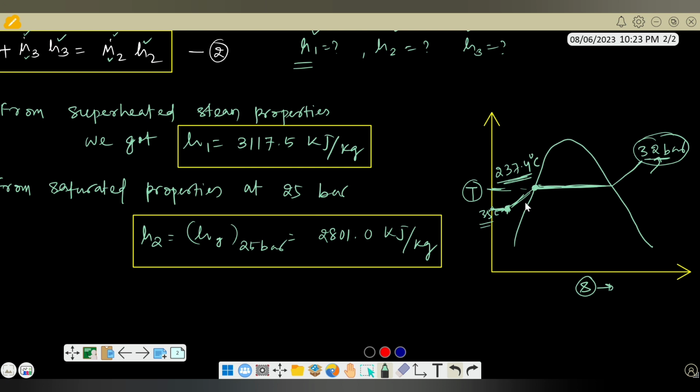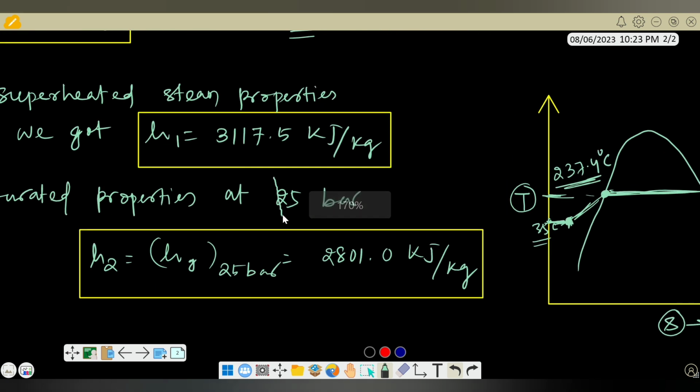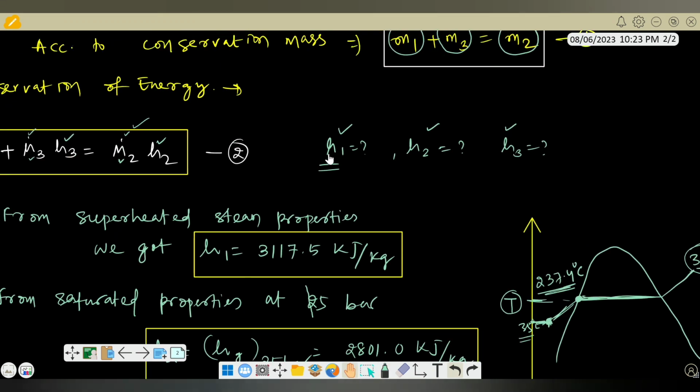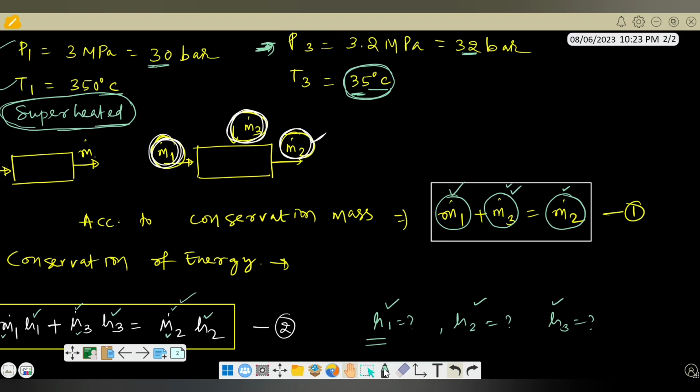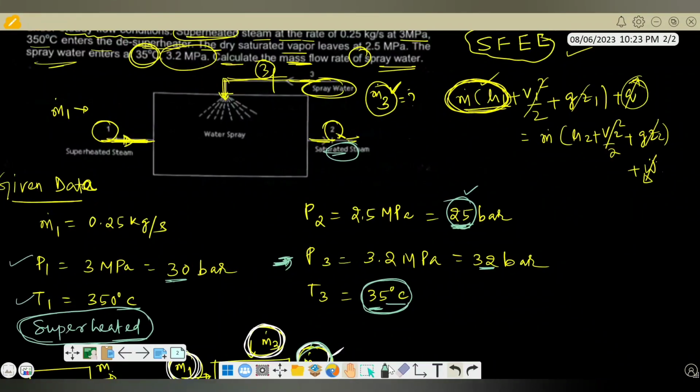At the final condition, the saturated steam is going out, right? So at state point 2, saturated steam is going out of this particular device. So this is the final condition. The entry condition is 35 degrees centigrade temperature and this pressure.